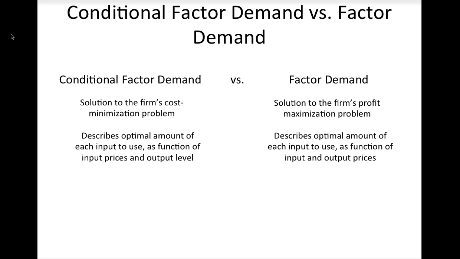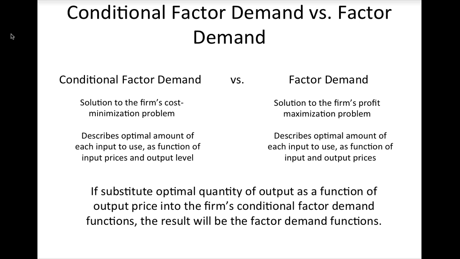The factor demands describe the optimal amount of each input the firm should use as a function of the prices of the firm's inputs and the price for which it can sell its output. If we substitute the firm's profit-maximizing level of output as a function of the price of output into the conditional factor demand functions, the result will be the factor demand functions. We will see how to do this in a later lesson.